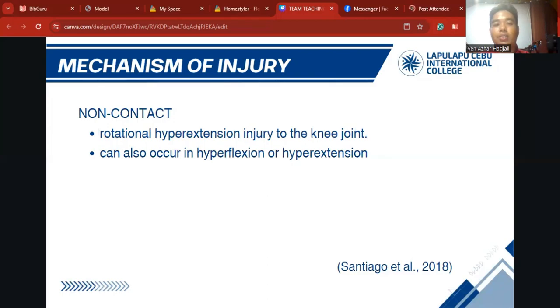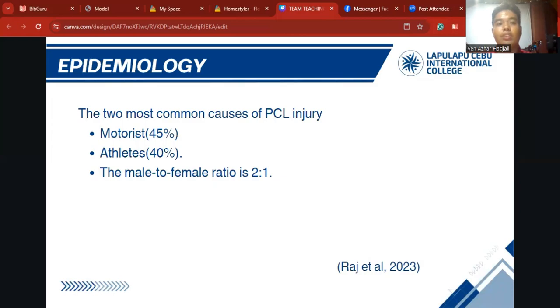For the non-contact, we have the rotational hyperextension injury of the knee joint. Then next we have hyperflexion or hyperextension. So next we have the epidemiology. As you can see here, it is mostly common in motorists since, as I mentioned earlier, with the dashboard injury, it happens in the car.